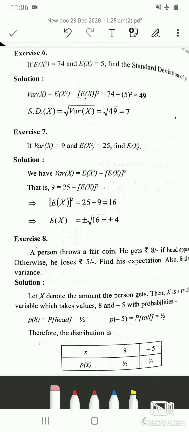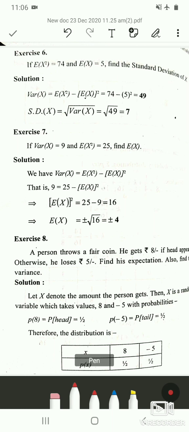So in today's video we will solve some more problems on random variables and also we will study the important properties of random variable. So the sixth example is, if expectation of x square is 74 and expectation of x is 5, then find the standard deviation of x.